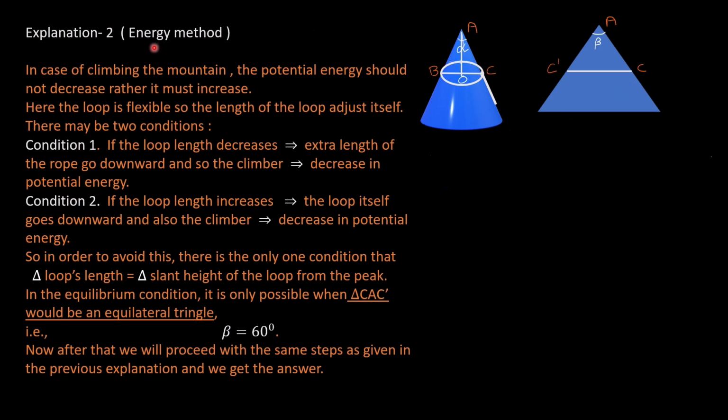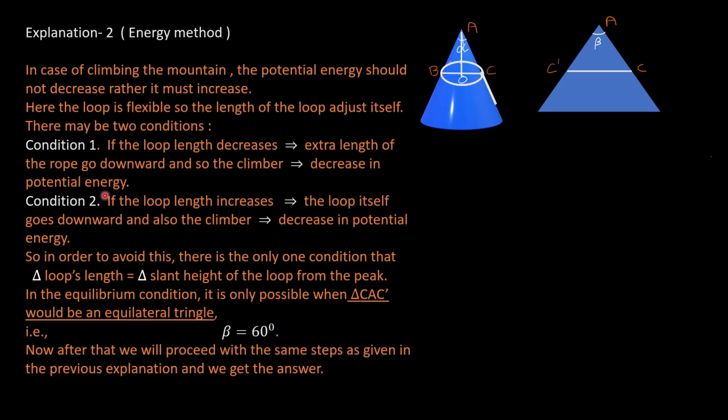Here is our second explanation, that is energy method. We know that in case of climbing the mountain, the potential energy should not decrease. Actually, it should increase. Since here the loop is flexible, the length of the loop adjusts itself. And in this case, there may be two conditions. Condition 1, if the loop length decreases, it means extra length of the rope goes downward, so the climber goes down. It means there is a decrease in potential energy.